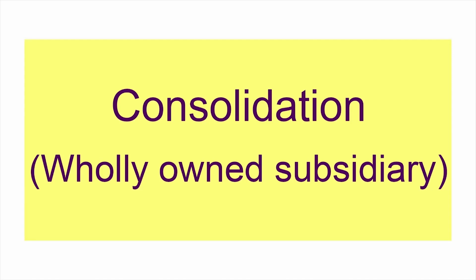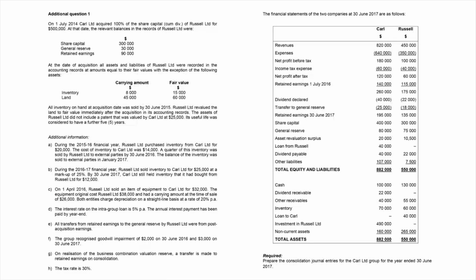We are going to look at a question on consolidation with a wholly owned subsidiary. In any consolidation question, the first thing that you should look for is the date. If you look at the beginning of the question, you can see that the acquisition happened in 2014. And then you should look at the end of the question to see the dates they want you to prepare consolidation entries.